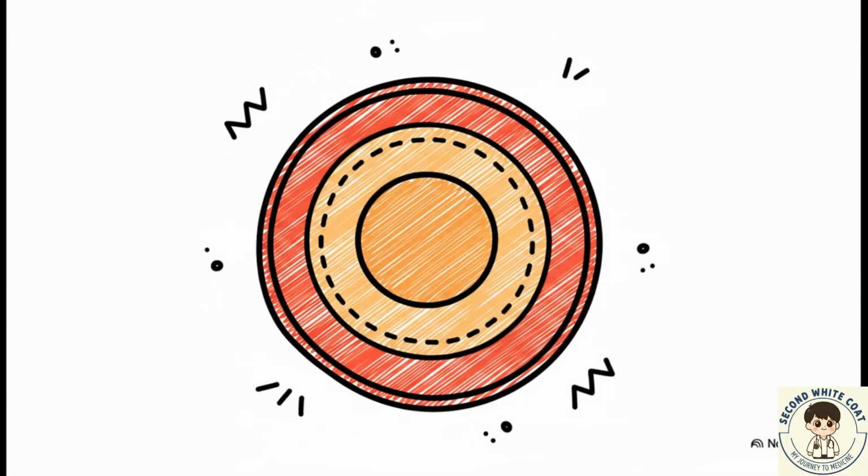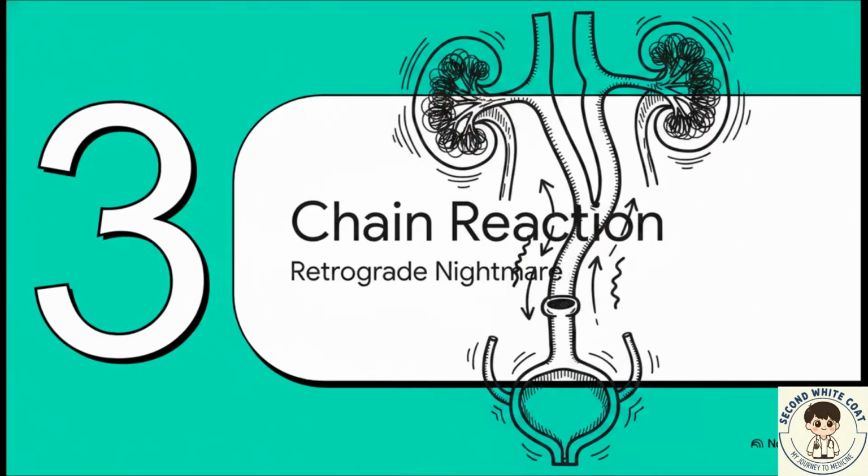Now, if you want to efficiently eliminate wrong answer choices on an exam, you absolutely have to remember this classic exam trap. BPH happens in the transition zone and does not increase the risk for prostate cancer. Prostate cancer usually arises in the peripheral zone of the prostate. Board examiners love testing this specific anatomical distinction to make sure you know exactly where the pathology originates. Don't fall for it.